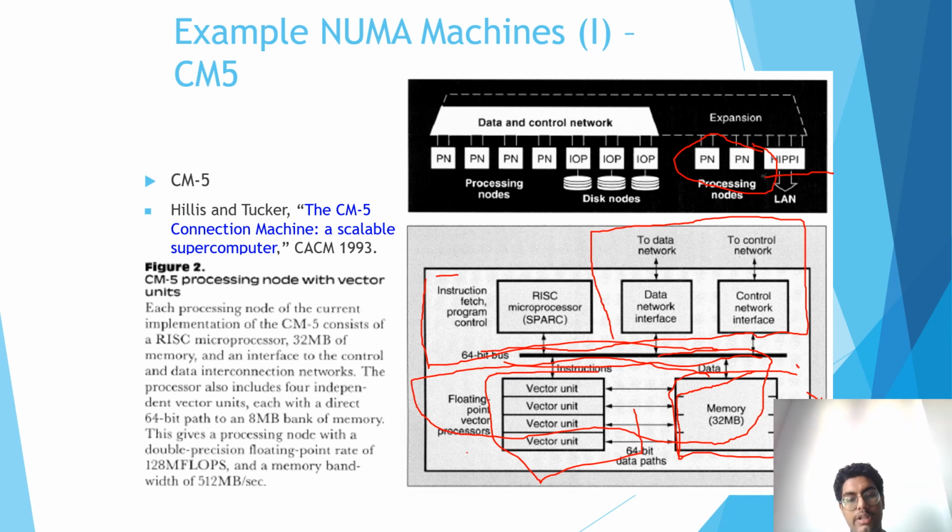Each processing node of the current implementation of this CM5 consists of a RISC microprocessor, 32 MB of memory, and an interface to the control and data interconnection network. The processors also include 4 independent vector units, each with a direct 64-bit path to an 8 MB bank of memory. This gives a processing node with double precision floating point at a rate of 128 MFLOPS, and a memory bandwidth of 512 MB per second, right?